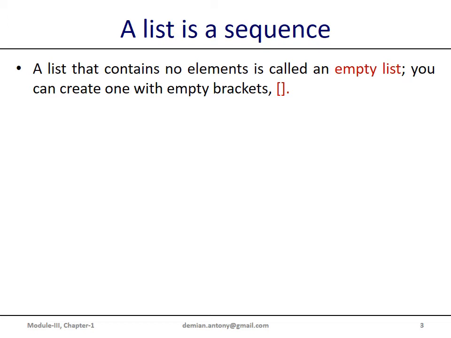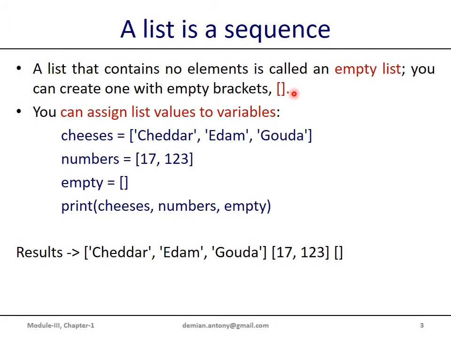It is possible to create a list with no elements, called an empty list. To create an empty list, we have to use the empty bracket or the index operator without any index. We can also assign values to a list, which means that you can initialize a list with elements. Here we have a first list containing string elements. We have 3 elements. Second example, we have a list numbers with 2 elements, and an empty list.